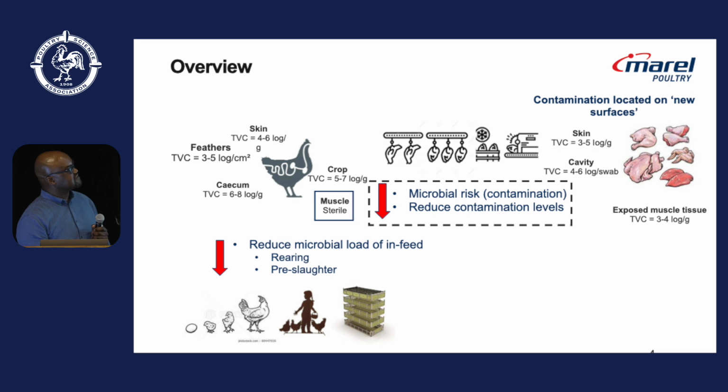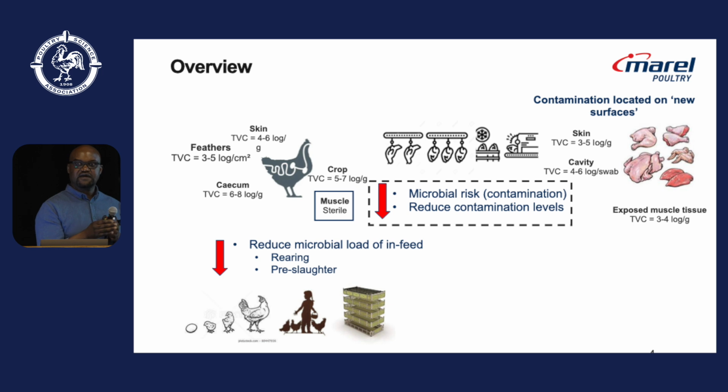But during processing, we transform these live birds into various products that you can see over there, including whole chickens, but also various cuts or portions, which may be with or without bone or with or without skin. What is important in that transformation is that the contamination itself is then limited to only 3 prime locations, or what we call new surfaces. Those are, for instance, the internal cavity, which is created during the evisceration process.